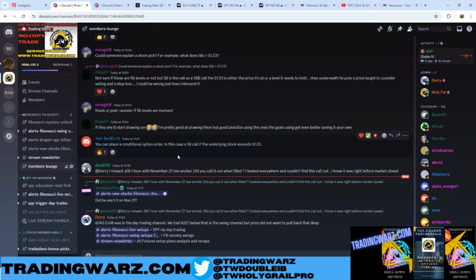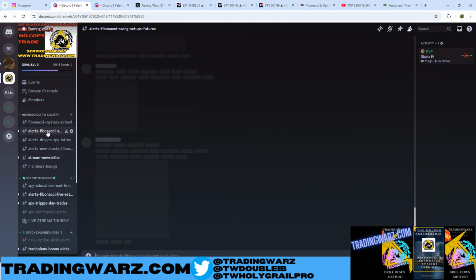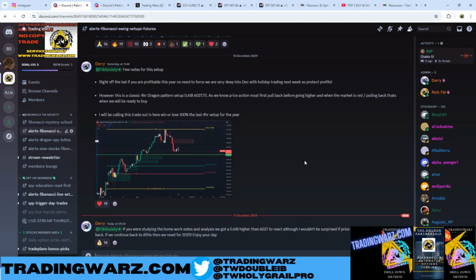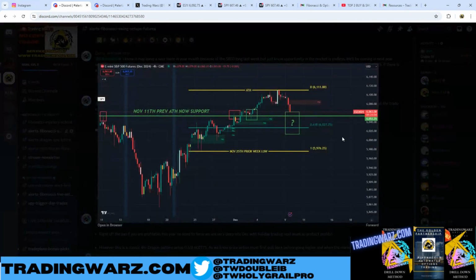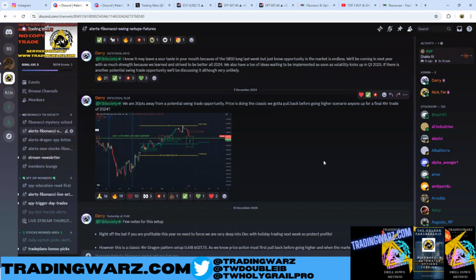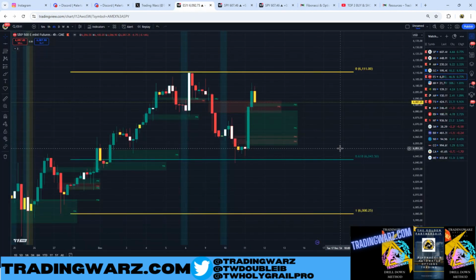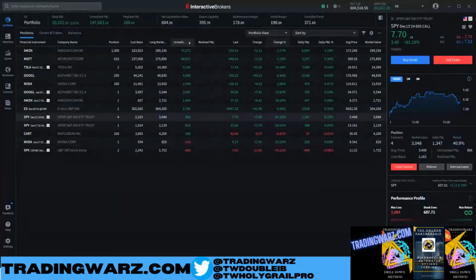I also have these Fibonacci room right here. And this level right here, we've been watching for a very long time. So really nice there, guys. That allowed me to enter into the position.